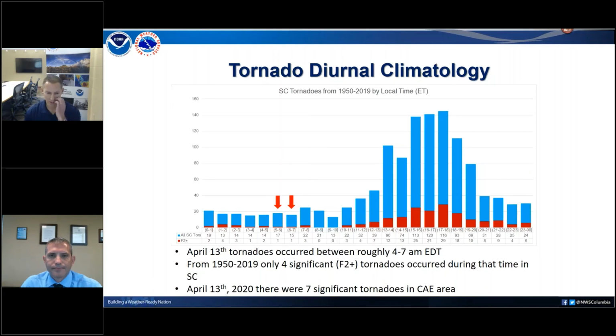During this period, from 1950 to 2019, during that 5 to 7 a.m. time frame, there's only 4 significant EF2 tornadoes or greater during that time across the entire state. However, on this particular day, this event, we had 7 significant tornadoes just in our area alone. So it really shows and highlights how significant and rare an event this was for our area.